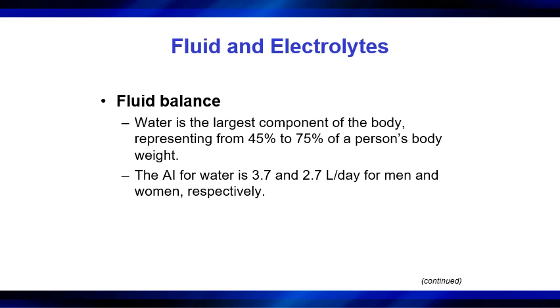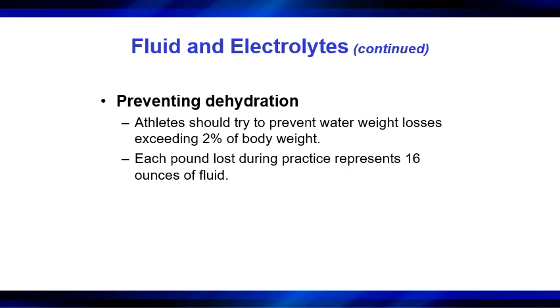Obviously, from the standpoint of dealing with physically active people and competitive athletes, one of the things we want to be looking at is preventing dehydration because of the health consequences associated with that. So athletes should try to prevent water losses greater than 2% of body weight. Losing as little as 2% of your body weight, you're going to start to see potential impacts on performance, particularly when exercising or performing activity out in hot weather.